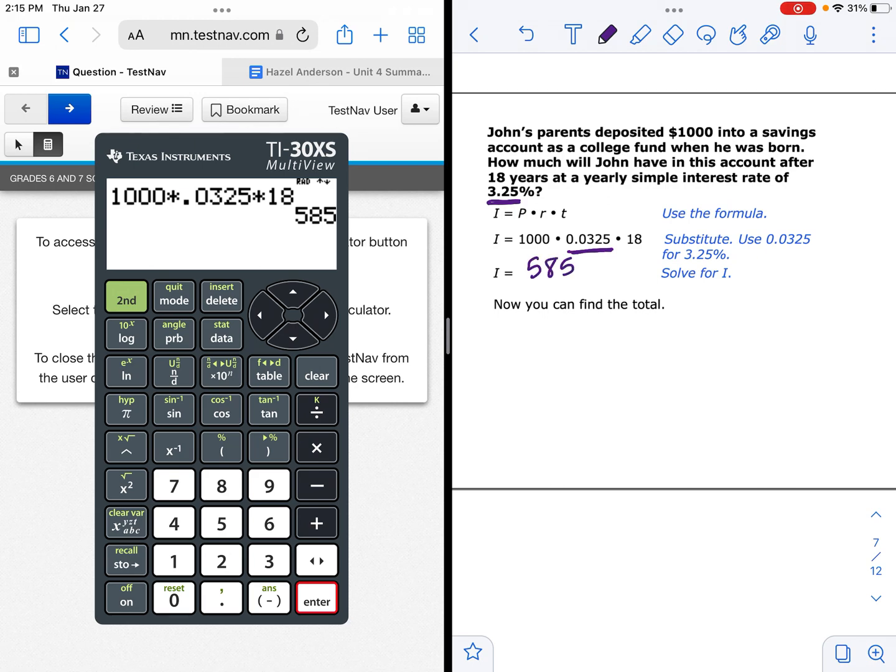So now I'm going to add that to the total because how much will he have in the account? So make sure you follow the directions. So 1,000 plus 585, so $1,585.